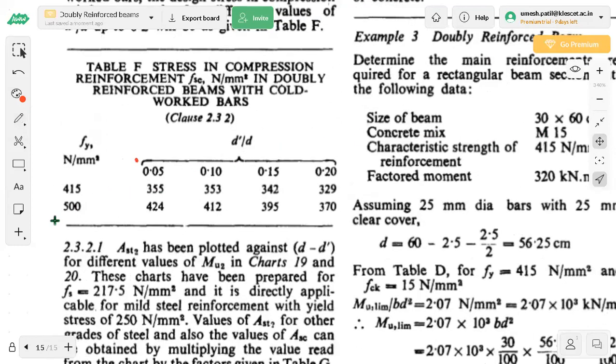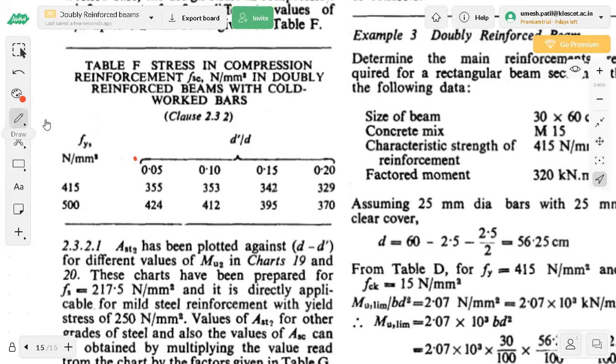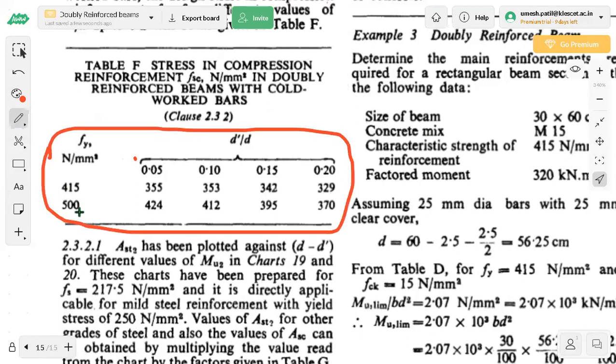How do you find the FSC value? This is how you should find it out. In the table that I have given in the notes, I have included Fe250 also. In this code book, it is not given because it is a single value for all ratios. How to use this d dash by d to find out FSC is important. If you know how to do it, you can solve the problem now.